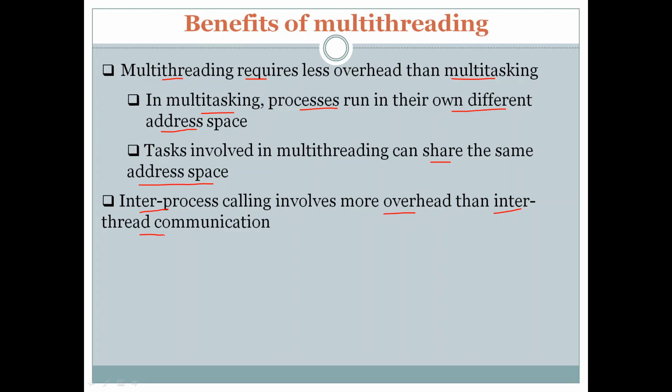Communication between two or more processes involves more overhead than communication between two or more threads, and this is because processes run in their own address space and threads share the same address space. So these are some benefits of multi-threading.